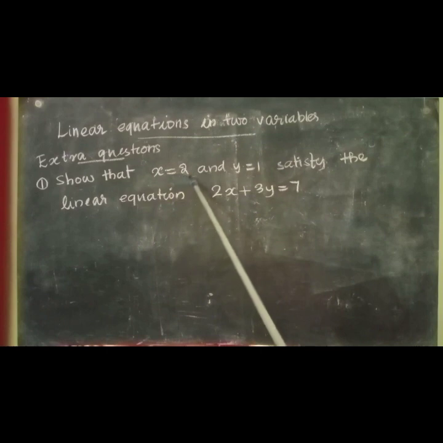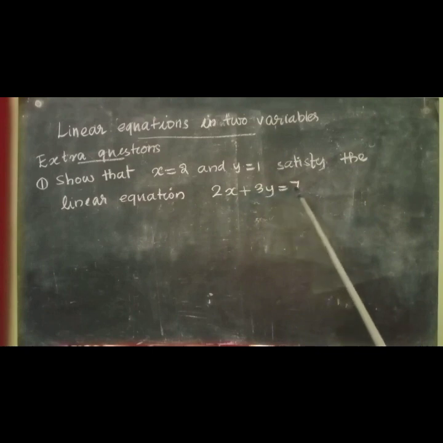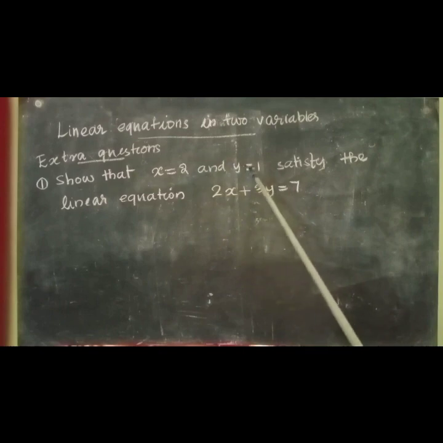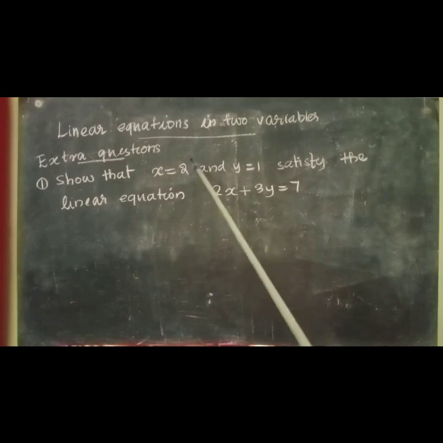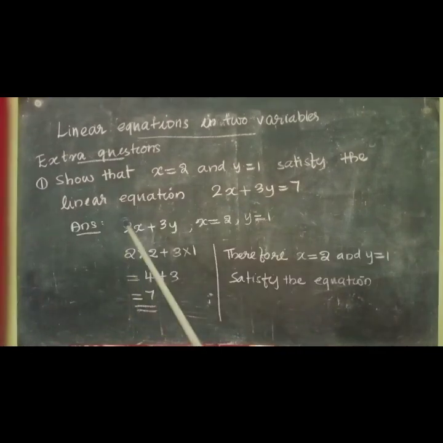First question, show that x equal to 2 and y equal to 1 satisfy the linear equation 2x plus 3y equal to 7. It means we have to prove x equal to 2 and y equal to 1 is a solution of this equation. So we can put x equal to 2 and y equal to 1 in this equation. Consider 2x plus 3y. There we can give x equal to 2 and y equal to 1. We get 2 into 2 plus 3 into 1.